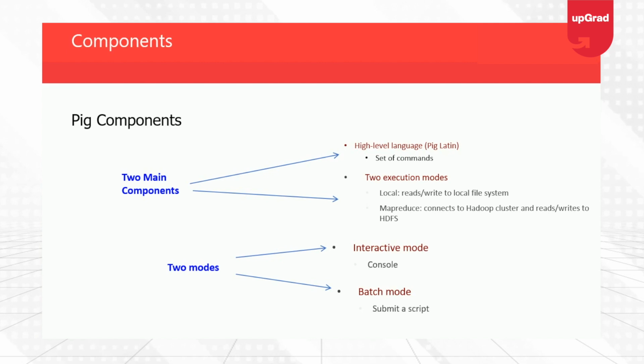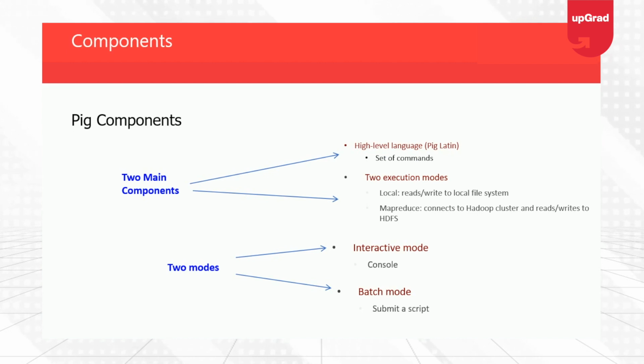We can leverage the efficiency of PIG scripts or PIG commands in a distributed architecture when we execute PIG in MapReduce mode. When we execute PIG scripts or PIG commands in the MapReduce mode, it basically connects to the Hadoop cluster and reads and writes on HDFS.